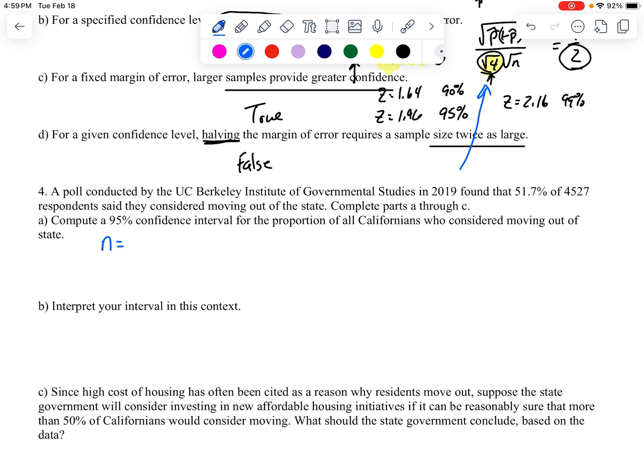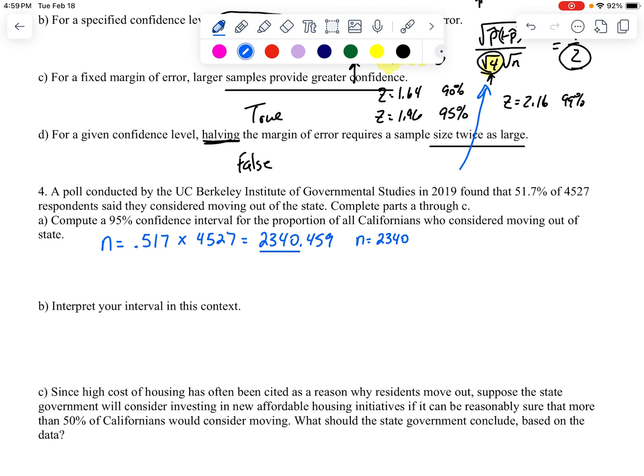Okay, in order to make our calculator do what we needed to do, I need to have a value of n because I wasn't given that. So we're actually going to take 0.517 times 4527 so that I can figure out how many people said yes to this. Okay, so if I flip over my page and look at that, that's going to be 2340.459, which I'm just going to take as 2340.